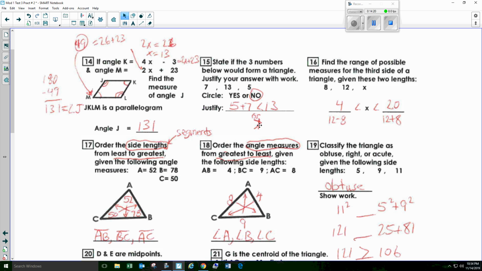Okay, and it's not. So therefore the answer is no. But I would have taken either way. Okay, find the range. We talked about that in class.